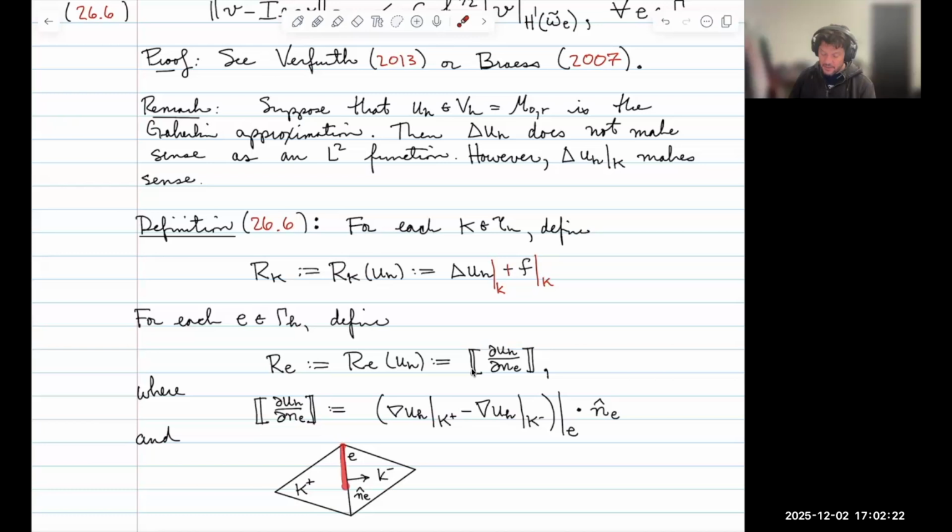So suppose I have an edge and I have two triangles, K plus and K minus. Actually, I'm going to change the notation a little bit. I was just thinking about this earlier, and I like K1 and K2 better.